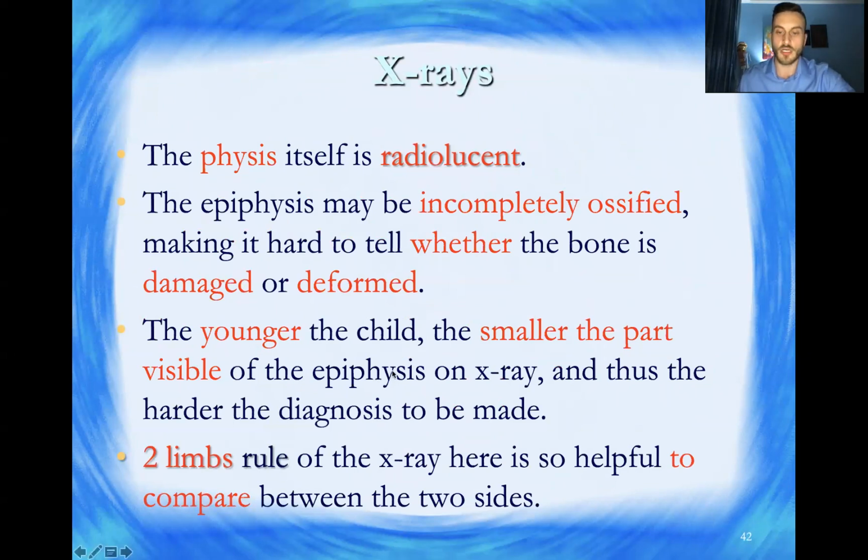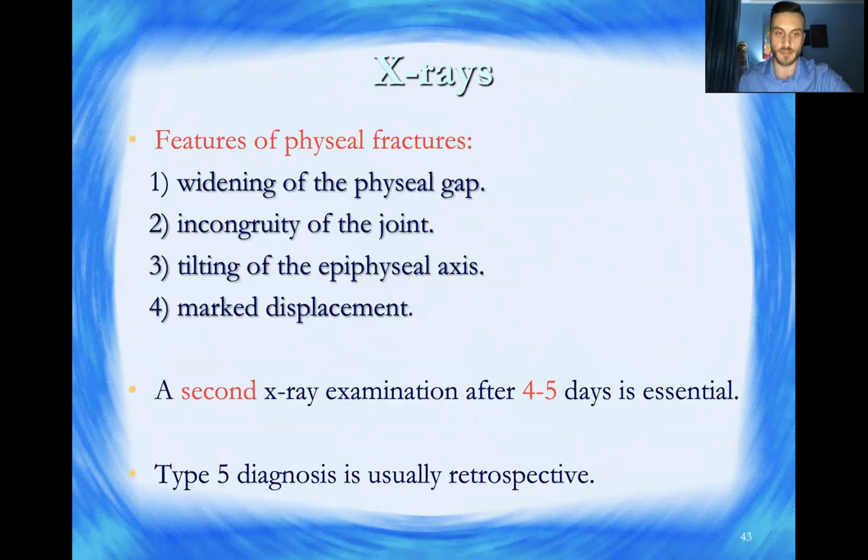The younger the child, the smaller the parts visible, for sure. Don't forget on the X-ray, as we said, the rule of 2, which is 2 views, 2 limbs, 2 occasions, 2 opinions. It's very important to get to the rule of 2. So you have to compare the 2 limbs together to make sure that there is no fracture missed.